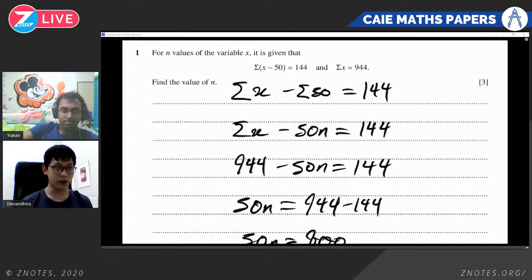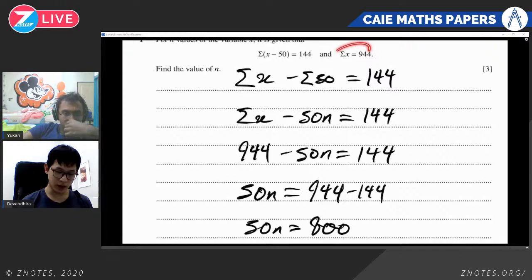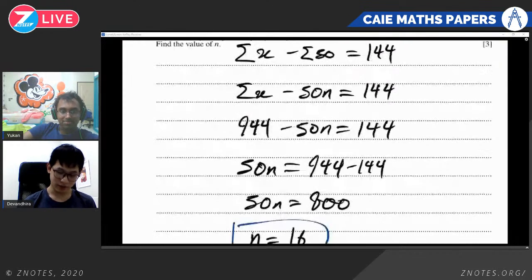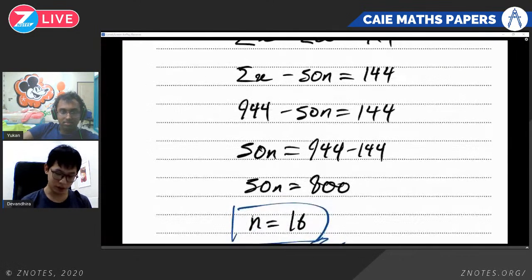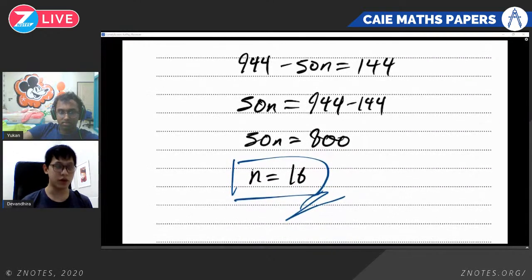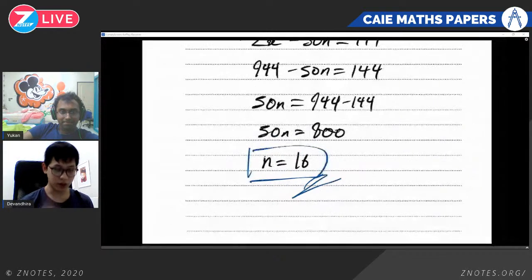That's correct. So in short, we can change the sum of 50 into just 50 times n, which is what we have here. And of course, the sum of the x values is given, which is 944, so we can substitute that in. Now that we have an equation with only n, just solve for n. We move the 144 to the right side: 50n is 800. Then divide both sides by 50, and we have 16. It's that simple. Don't forget to box the answer.